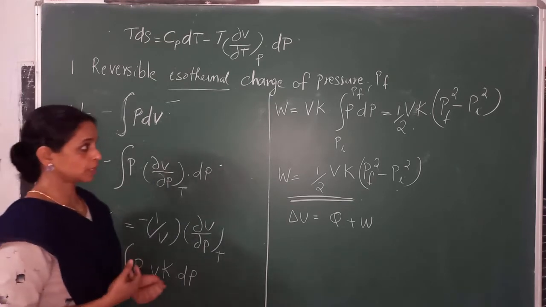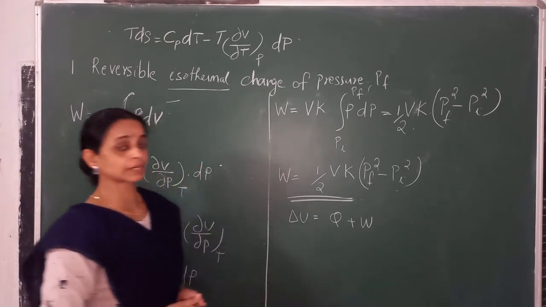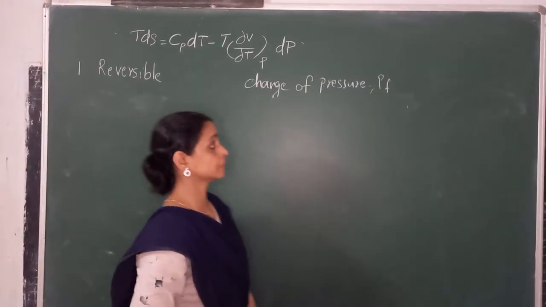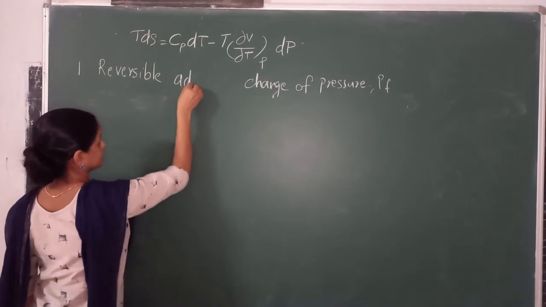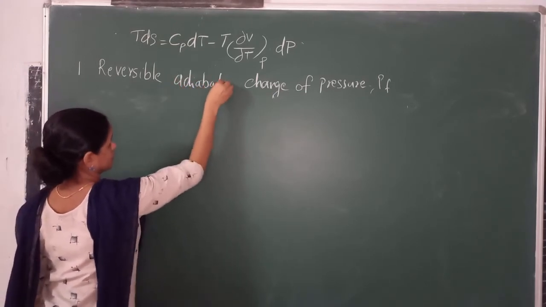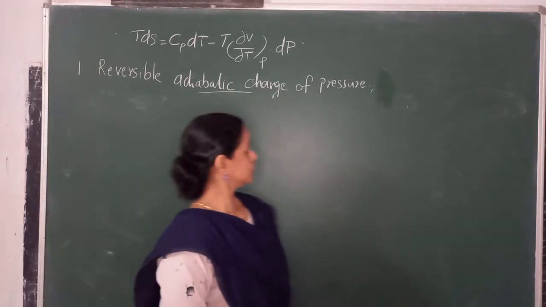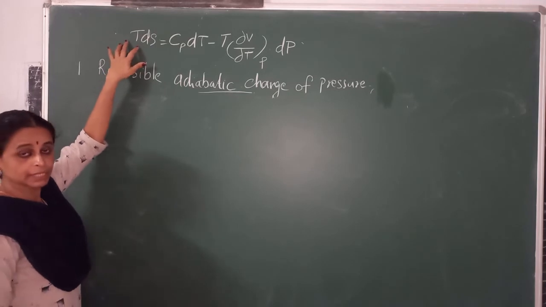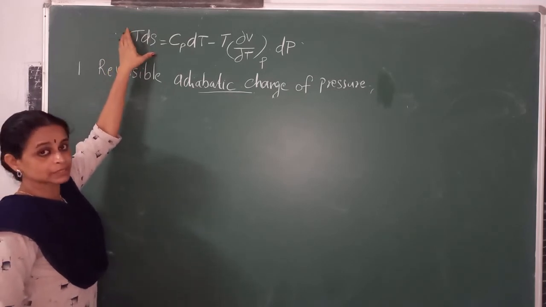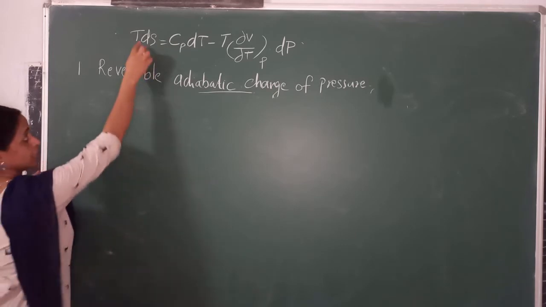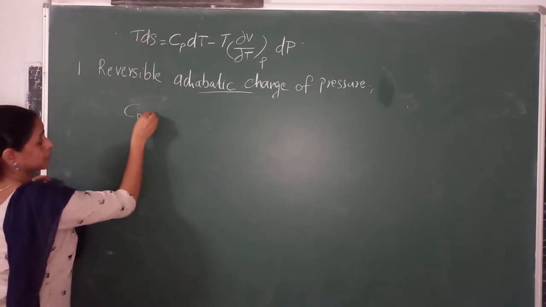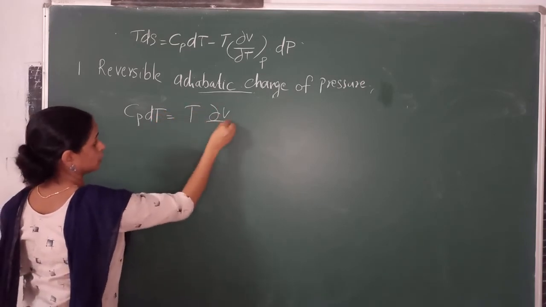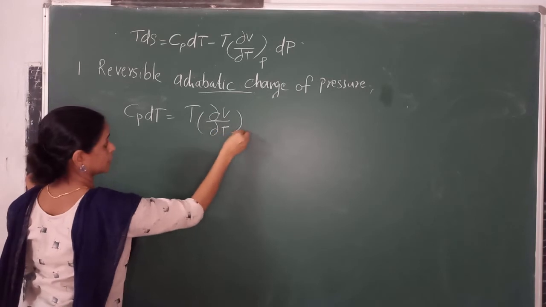Next we can move to the second application, that is reversible adiabatic change of pressure. So for a reversible adiabatic process, dq will be 0, that is the TdS will go to 0. So we can write this equation as Cp dT is equal to T into dou V by dou T at P into dP.